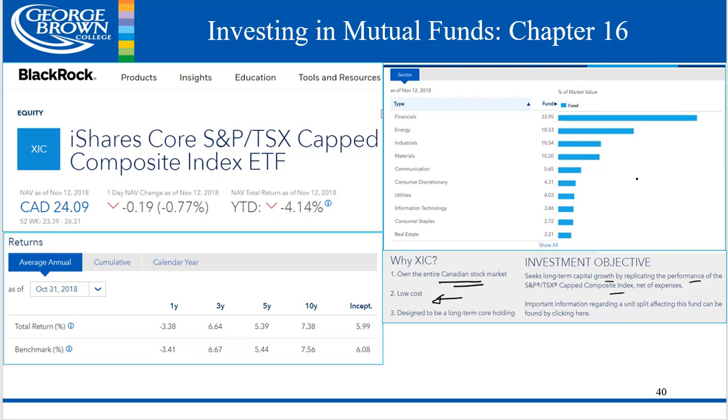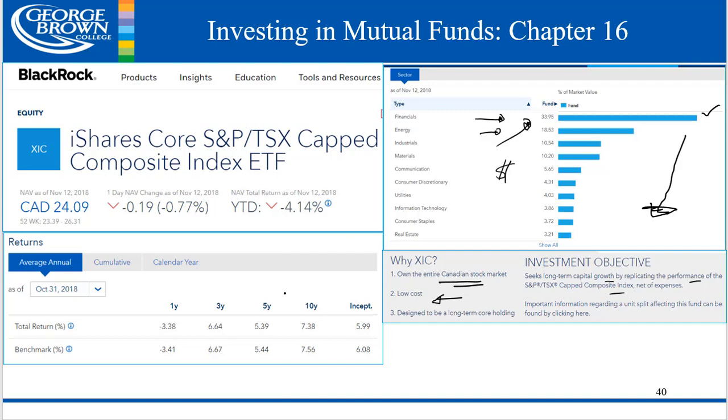And again, if we look here at the sectors, because it's replicating the index, we can see that the largest sector in the fund is financials, followed by energy, etc. This is going to be in the exact same weightings as the index. The fund allocation, dollar allocation to different sectors and different securities is going to replicate the index, okay?